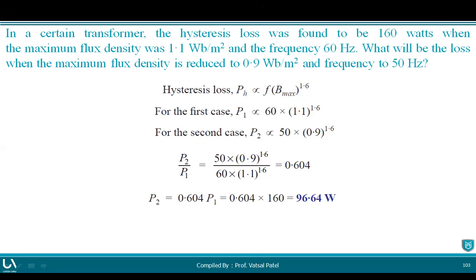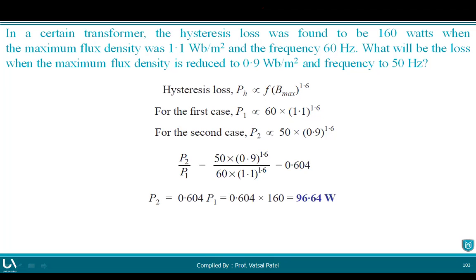And as we discussed, the hysteresis loss equation is pH equal to N into frequency multiplied by Bmax raised to 1.6. N is the Steinmetz constant value. So pH is directly proportional, based on that equation, to the frequency multiplied by the maximum flux density raised to 1.6. We have two cases given here. In the first case, the frequency was 60 hertz and the maximum flux density was 1.1 Weber per meter square. And in the second case, the frequency is reduced to 50 hertz, and the flux density is also reduced to 0.9 Weber per meter square.